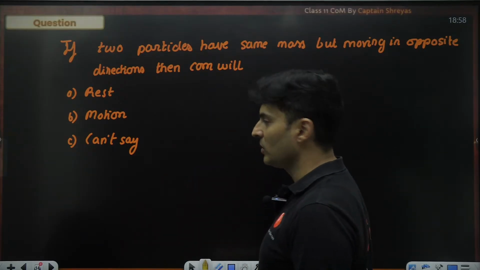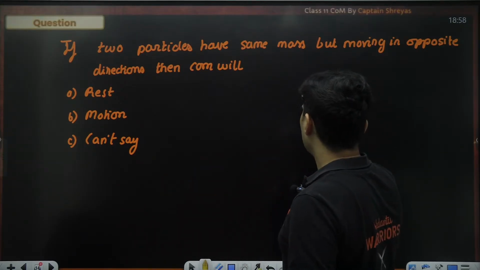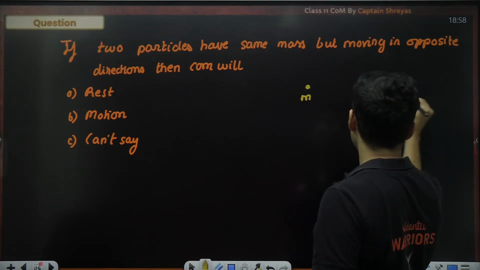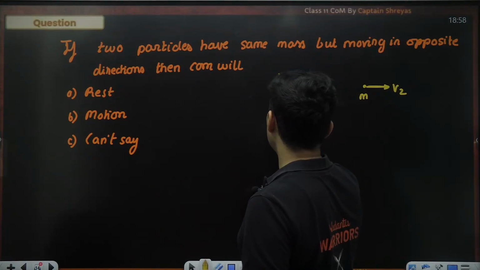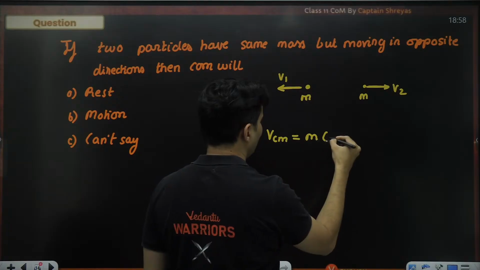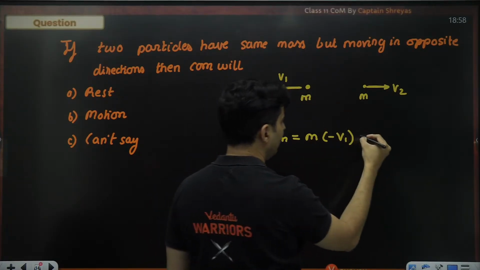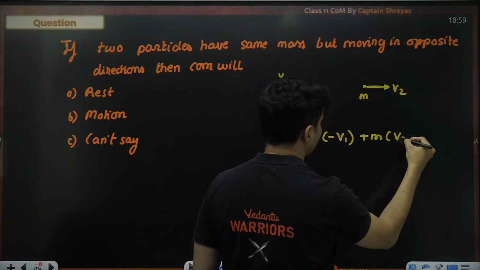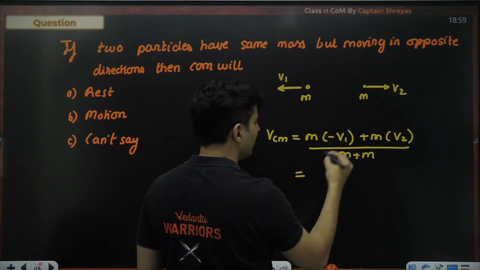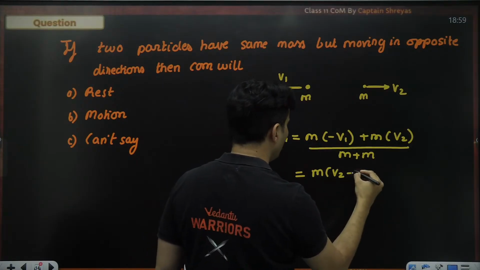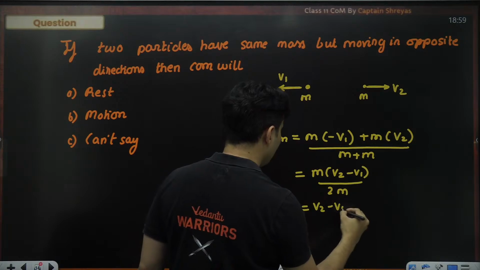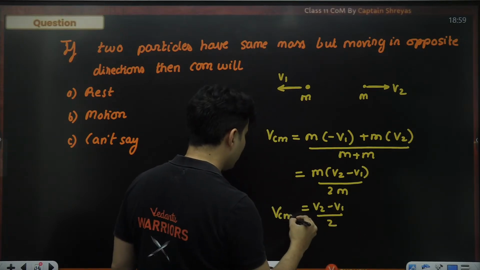I'll tell you what, in this question, imagine this particular mass and this particular mass. Nothing has been said about the velocity. Let's say this is V2 and this is V1. So if you ask me the velocity of the center of mass, it will be m times minus V1 because it is this side, plus m times plus V2, the whole thing divided by m plus m. Now m common, V2 minus V1, and m plus m is 2m. So this will become (V2 minus V1) by 2. That is the velocity of the center of mass.